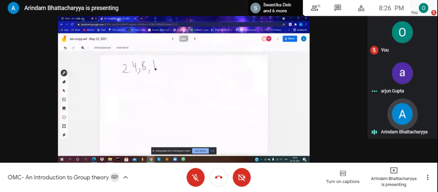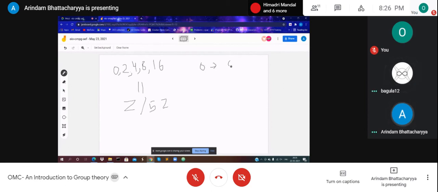2, 4, 8, 16 under multiplication, modulo 32. So you need zero. 2 times 16 is 0. Then only it can be a group under addition. This is the same as Z mod 5Z, correct?